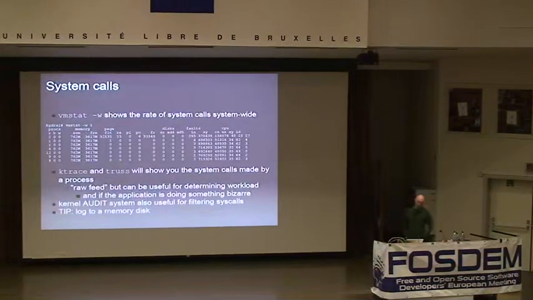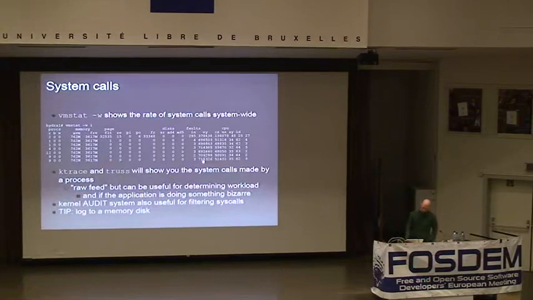So typically applications will interact with the kernel through doing system calls. And this is another way in which things can go wrong. So here vmstat is a tool that can show you the rate of syscalls that happen. Again, this is a high-level overview. It shows you what's going on system-wide. And the relevant column here is this sy column.